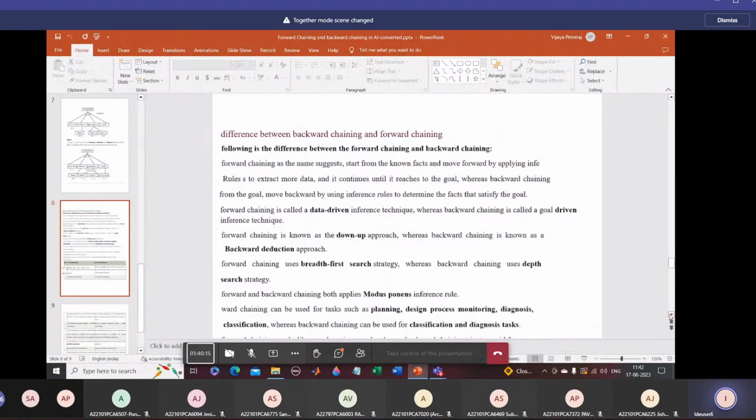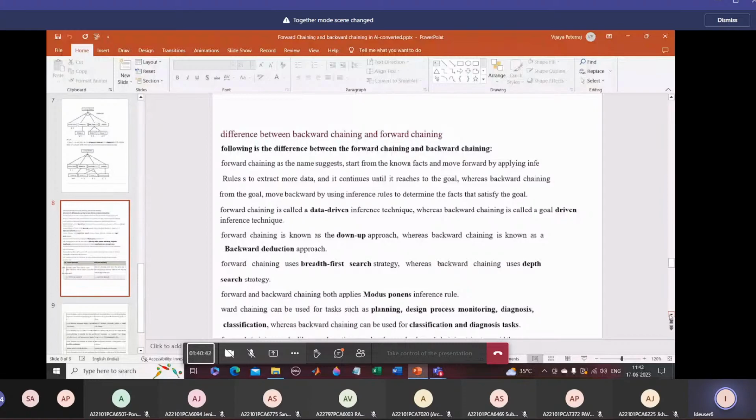So there are some differences between the forward chaining and the backward chaining. Start from the known facts and move forward by applying all the inference rules to extract more data, and it continues until it reaches the goal. Known facts start பண்ணி, we have to move forward, inference rule எல்லாம் apply பண்ணி நிறைய data extract பண்ணுவோம் until we reach the goal.